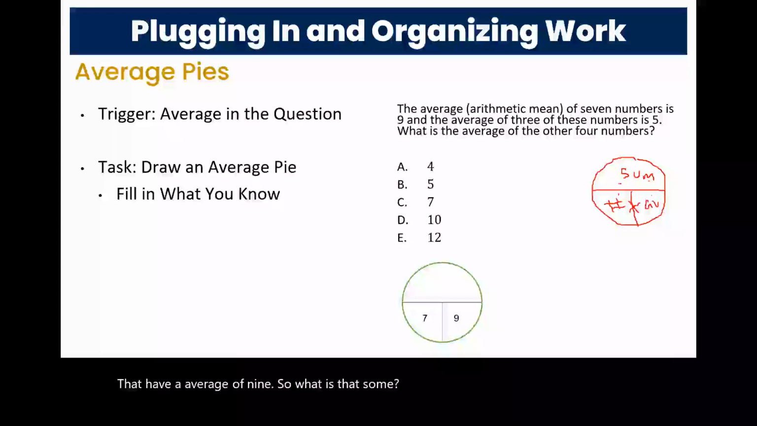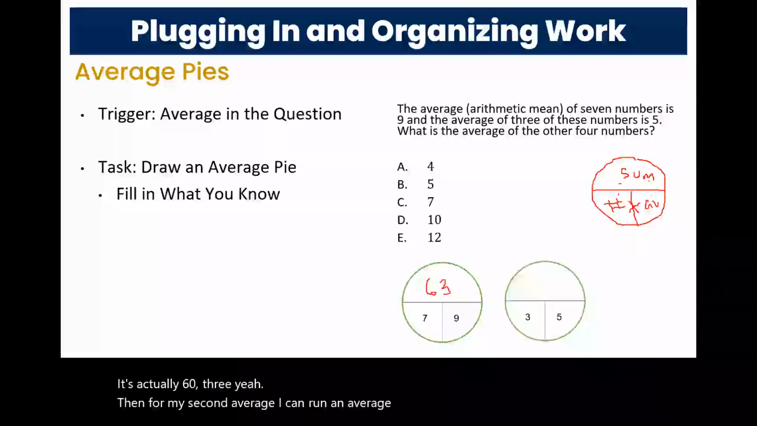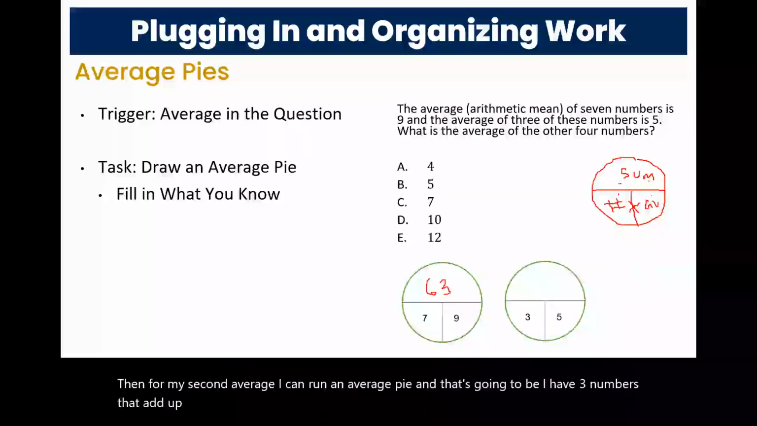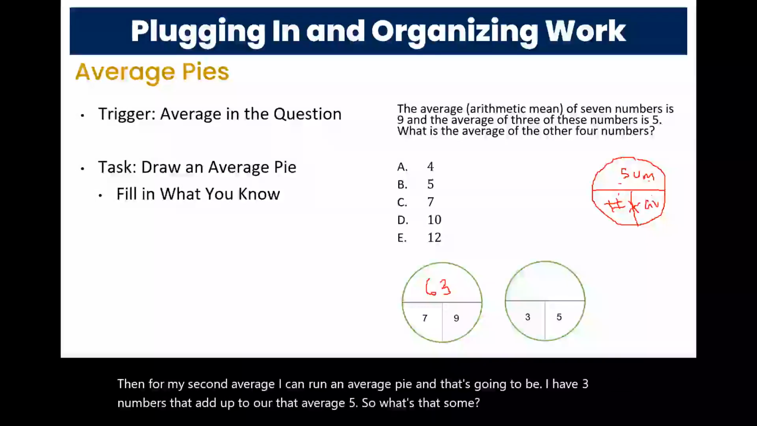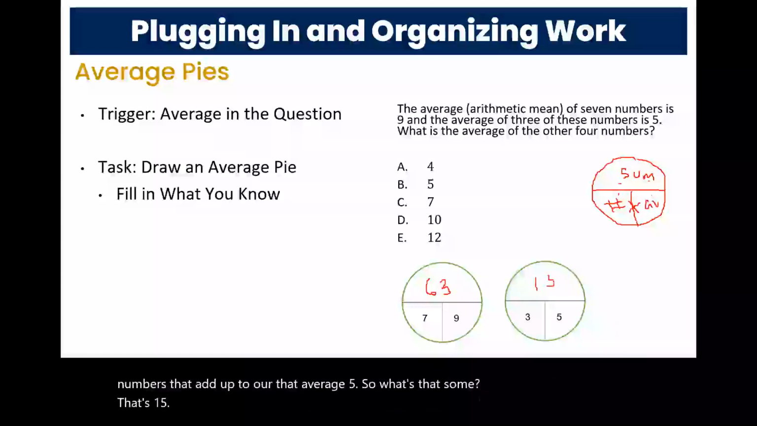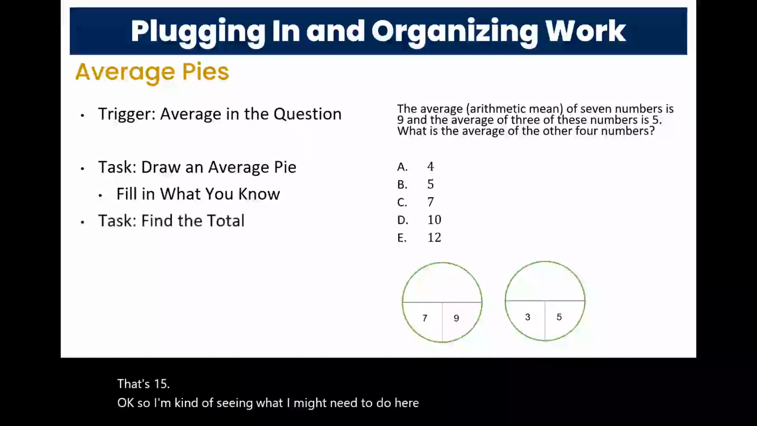It's actually 63. Then for my second average, I can write an average pi. And that's going to be, I have 3 numbers that average 5. So what's that sum? That's 15. Okay, so I'm kind of seeing what I might need to do here. And then we can do arithmetic with average pi's.